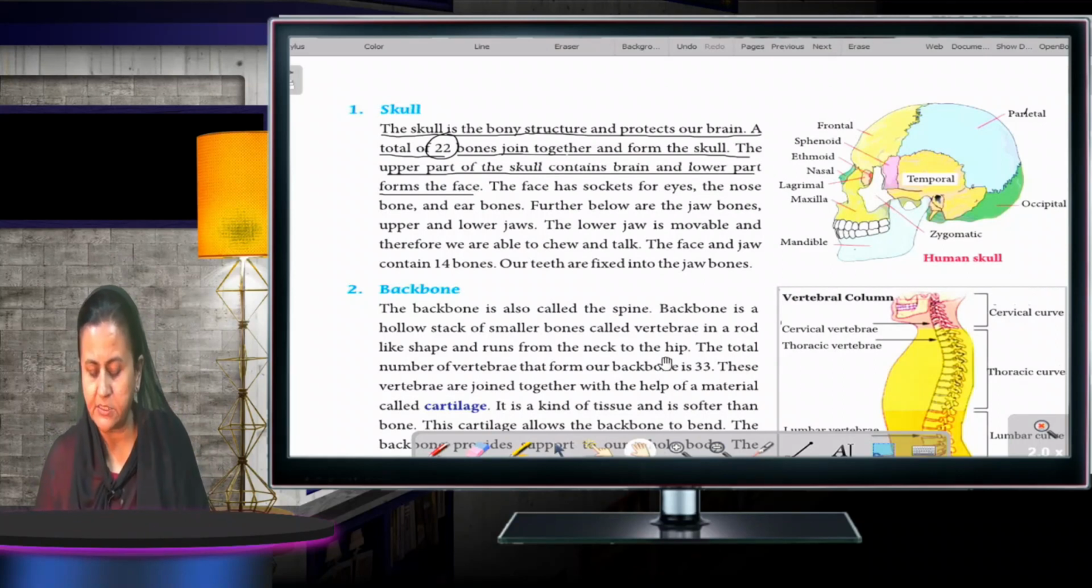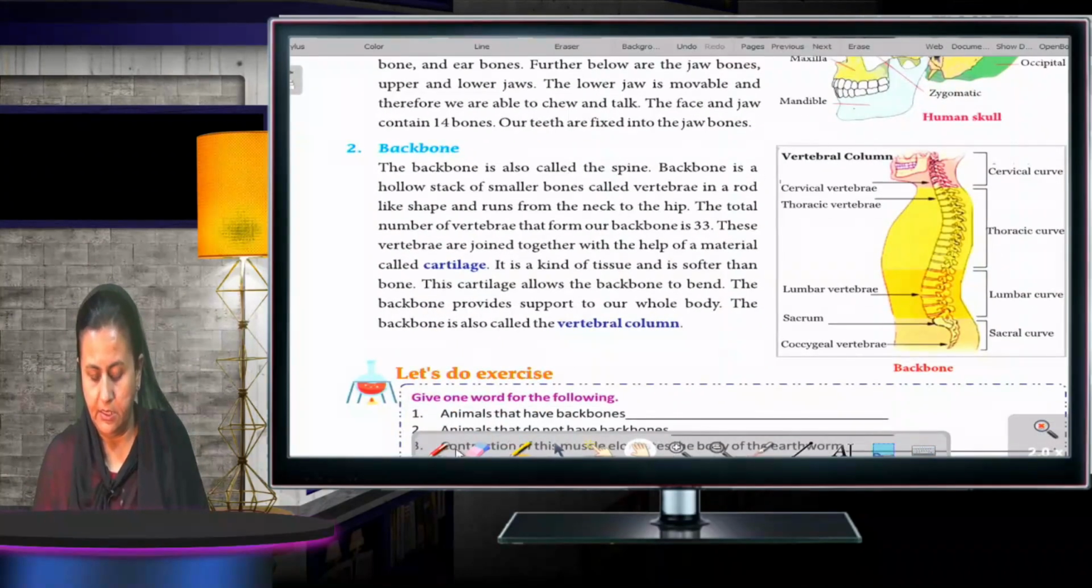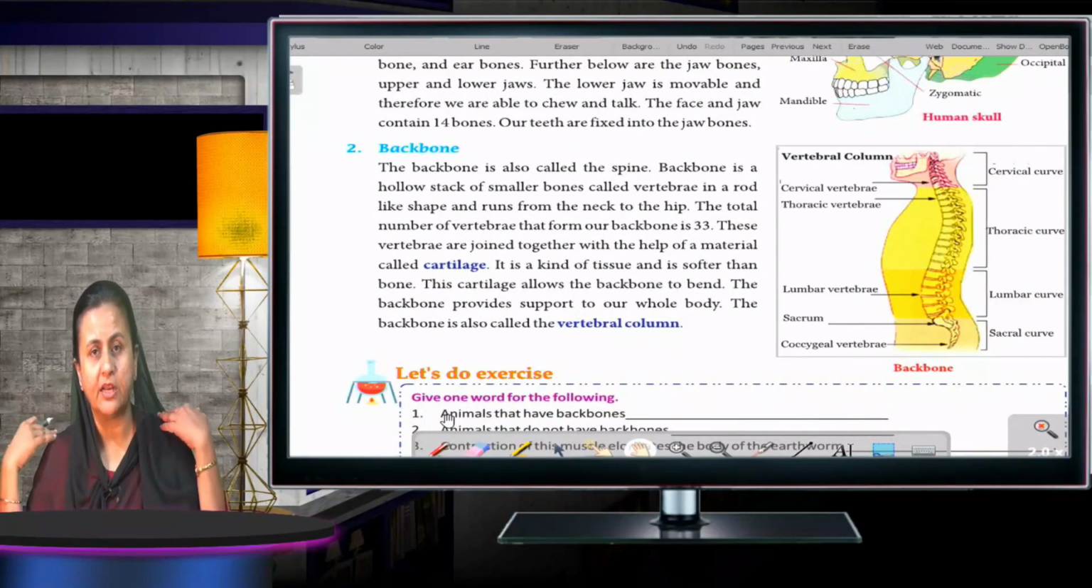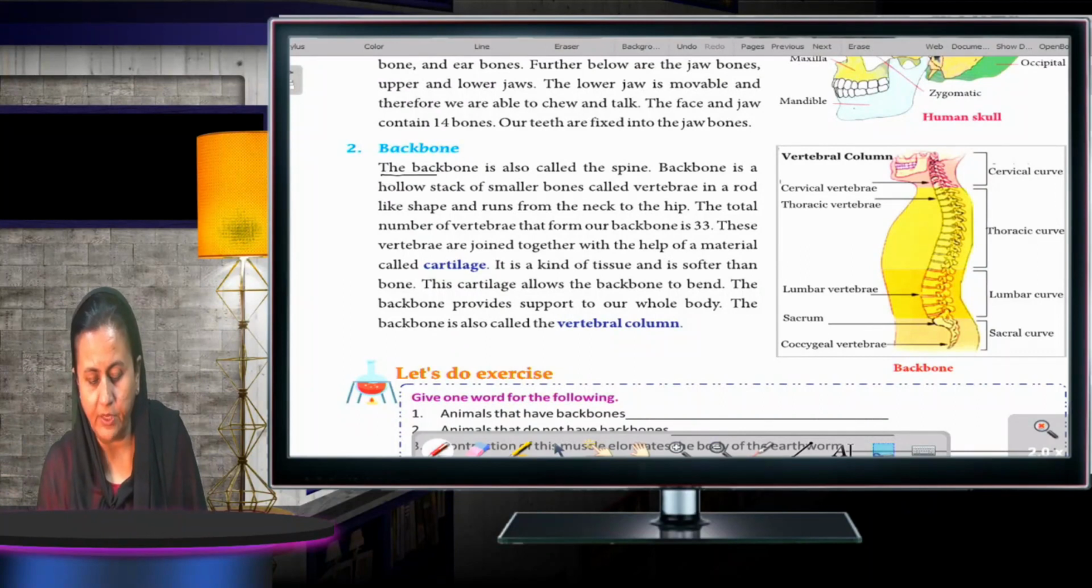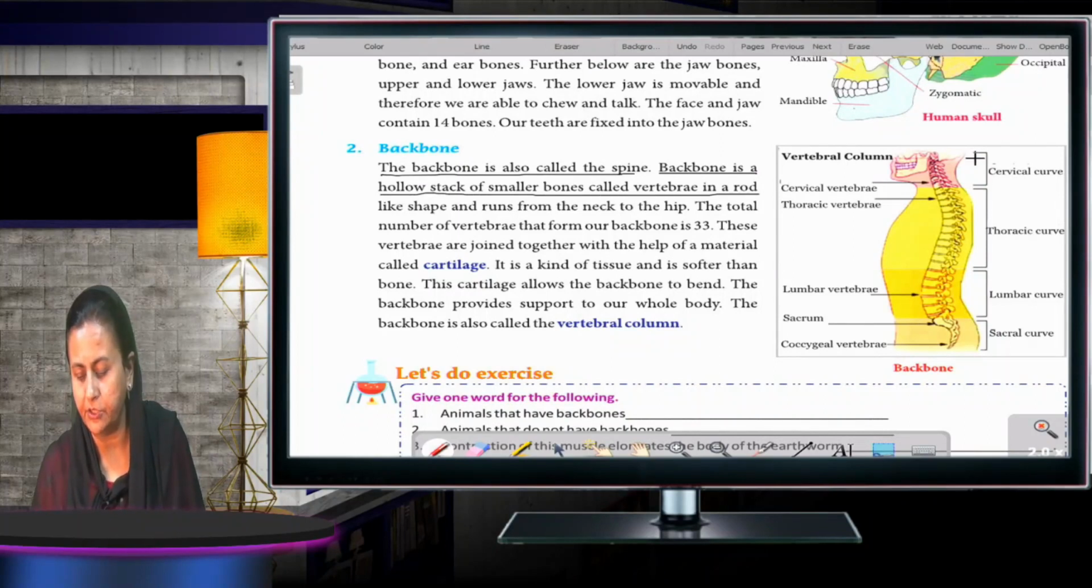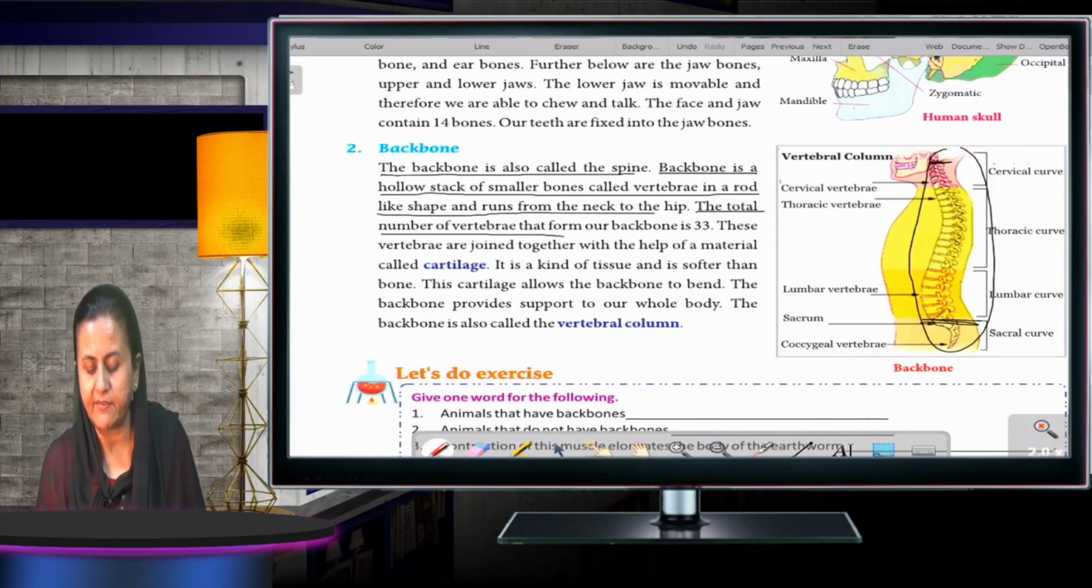Now the next one is backbone. After the skull, the backbone starts, from the back, and it is known as backbone. The backbone is also called the spine. Backbone is a hollow stack of smaller bones called vertebrae in a rod shape. Here you can see, this is the backbone, running from the neck till the hip. The total number of vertebrae that form a backbone is 33.